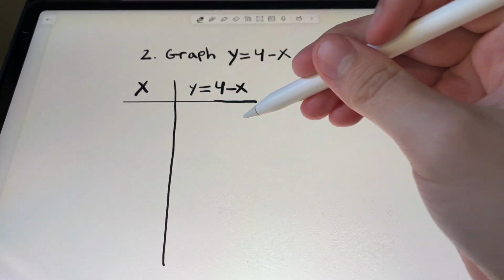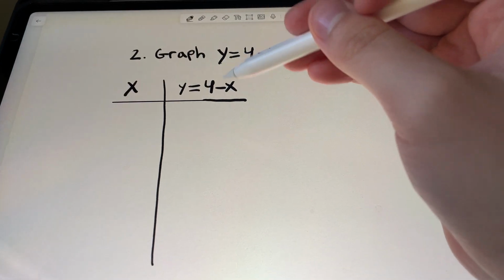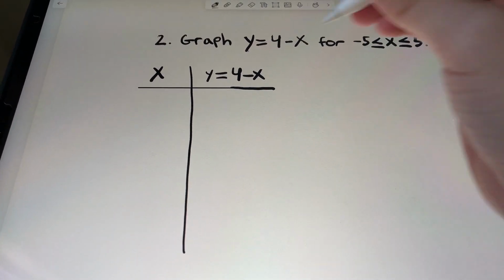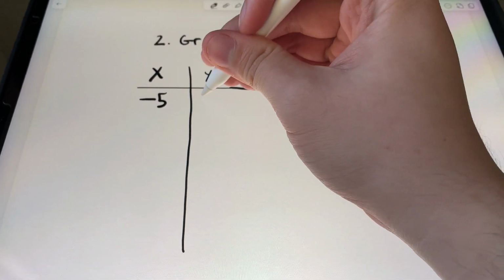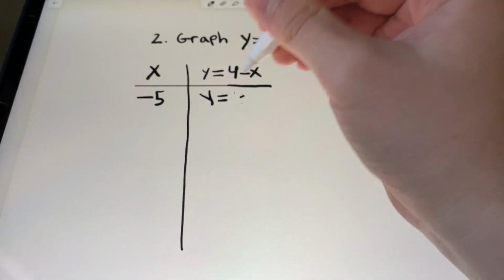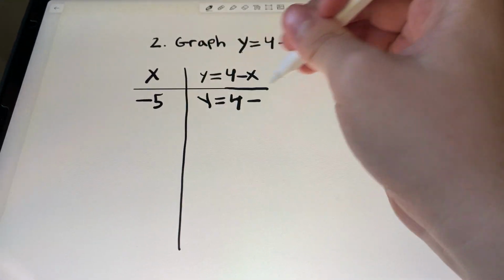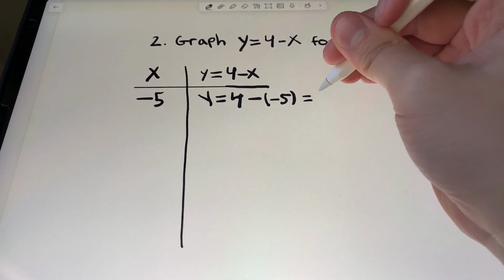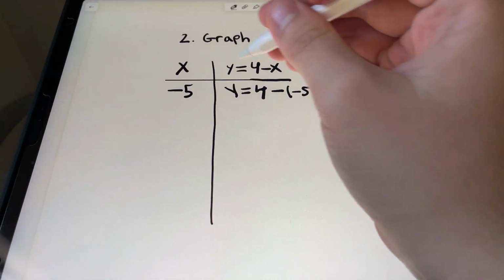All right, so I created the table right here. On this left, I have the x values, and then on this right column, we will have the y values. So we're gonna start with negative 5. And so y is equal to 4 minus, and then plug our x value in. So that'll be negative 5. And so that would just be 9. The negatives cancel out, so that's 4 plus 5, so that's 9.